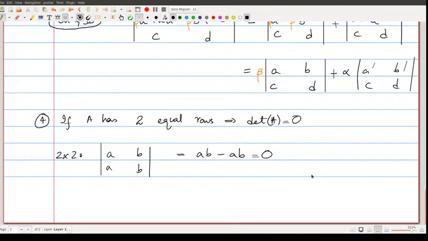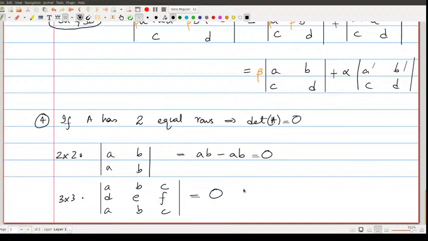So in a 2 by 2 case this holds, but it also holds in an n by n case. For example, if you have a 3 by 3 matrix, let's say something like A, B, C, D, E, F, and then A, B, C again. Then I know for sure that the determinant is going to be 0. As long as you have two equal rows, the determinant is 0.